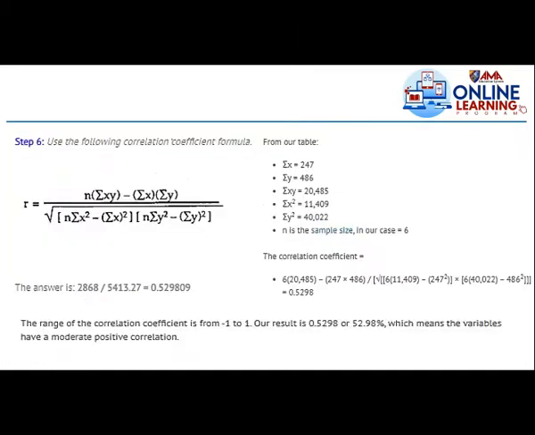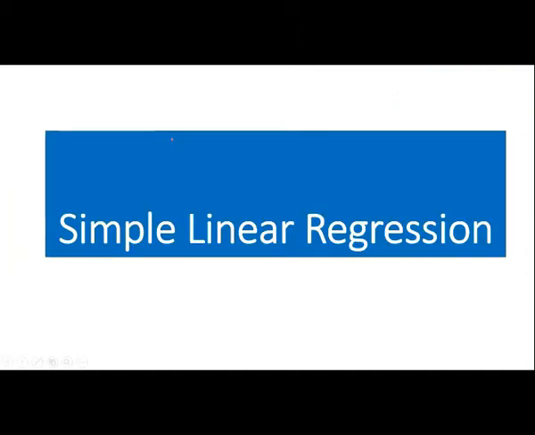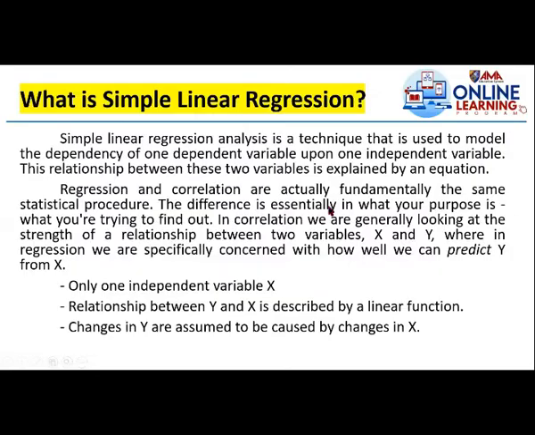On to the next slide. So we're done with correlation. Let's go with linear regression, or simple linear regression. So what is simple linear regression? Simple linear regression analysis is a technique that is used to model the dependency of one dependent variable upon one independent variable. So the relationship between these two variables is explained by an equation.